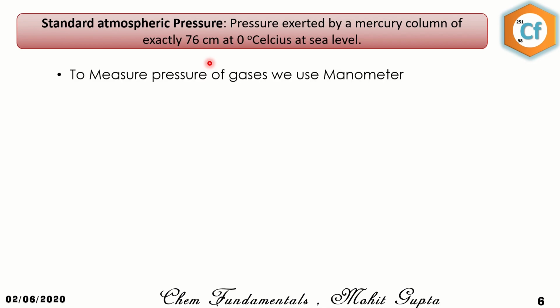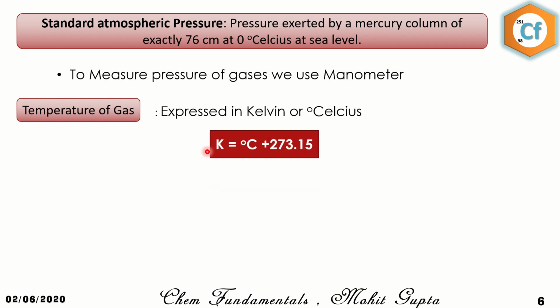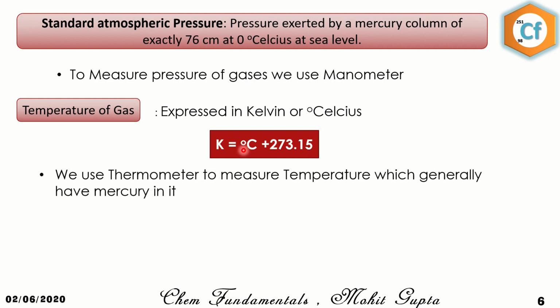To measure the pressure of different gases, we use a manometer. We generally have two kinds of manometer, a closed limb or an open limb. The next is the temperature of gas. So we can measure the temperature of gas in terms of Kelvin or on the degree Celsius scale. And we also know the conversion factor. Kelvin is equal to degree Celsius plus 273.15. So we have to add this factor to the degree Celsius.